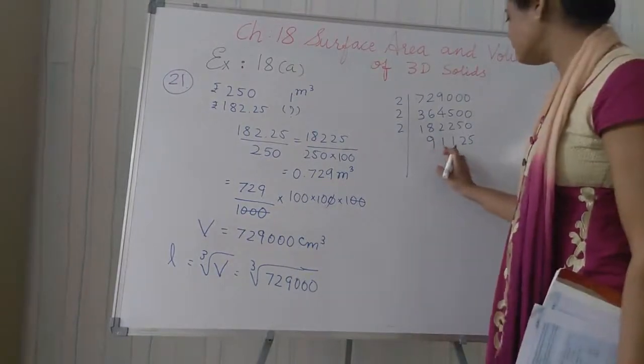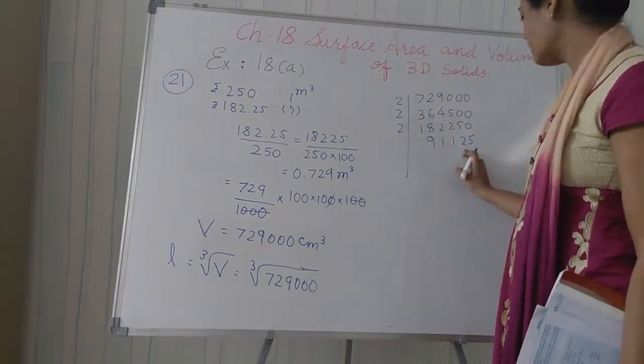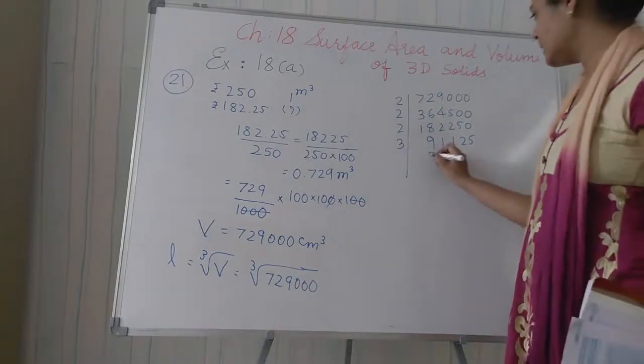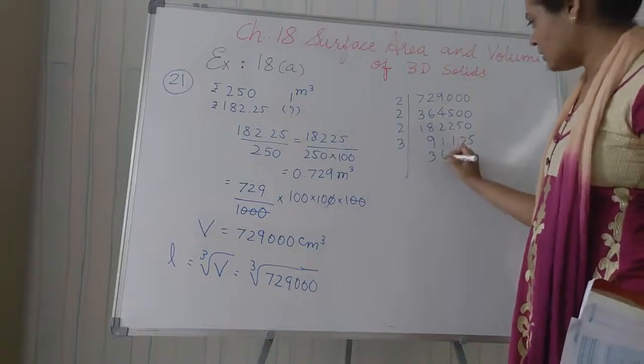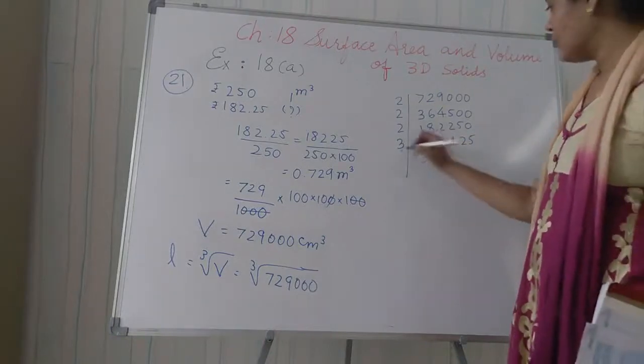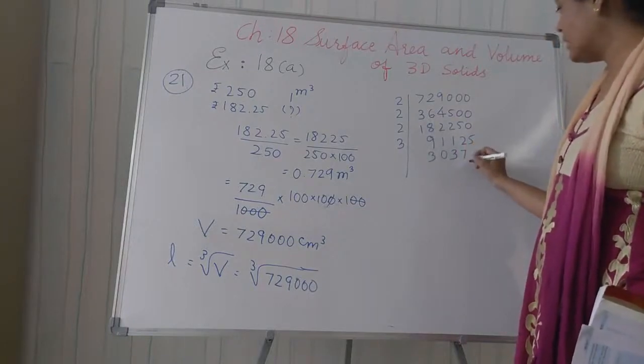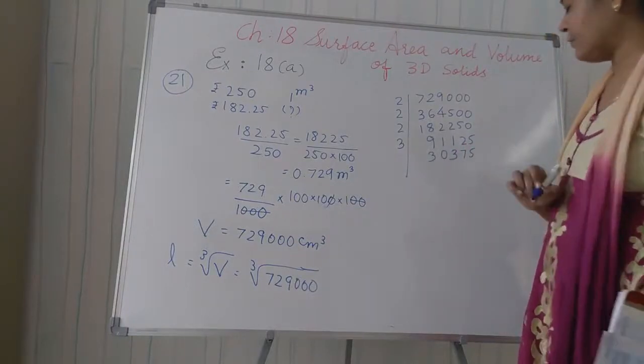So now, yes, it is possible to divide it by 3. So 3 3s are 9. 1 not divisible, so put 0. Then 3 3s are 9. 2 remains. 7 3s are 21. 1 remains. 5 3s are 15.